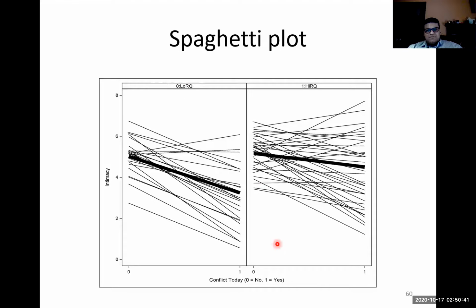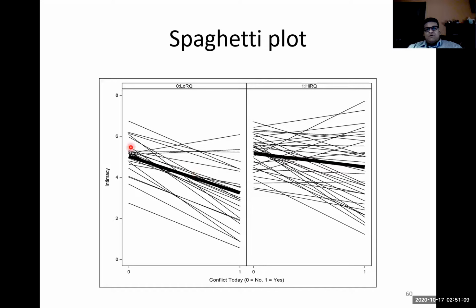Now let's look at the corresponding spaghetto for the high quality relationship group. When the typical woman in the high quality relationship group goes from a no conflict day to a conflict day, intimacy also goes down, but it doesn't go down nearly as much as it does for the low quality relationship group. So it goes down somewhat.